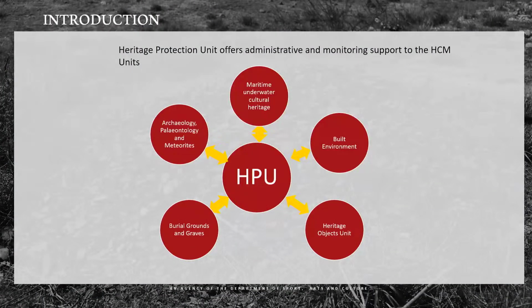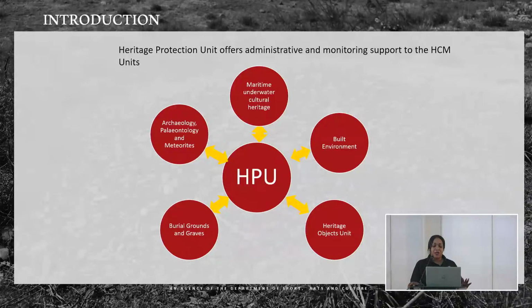Okay, so the Heritage Protection Unit, we assist all units. We work together with the APM unit, the Archaeological, Paleontological, and Meteorite unit. We also work with the Maritime Underwater Cultural Heritage Unit. We also work with the Built Environment Unit, BEU. We also work with the Heritage Objects Unit, and more especially the Burial Grounds and Graves Unit. So the Heritage Protection Unit is responsible for ensuring that there is compliance, and we do investigations in conjunction with the other relevant units.